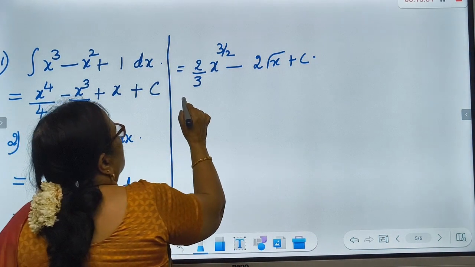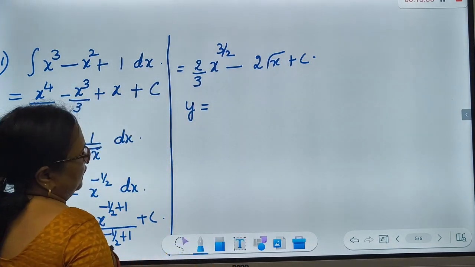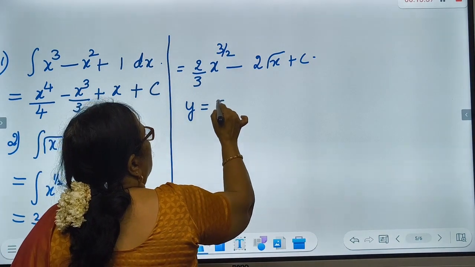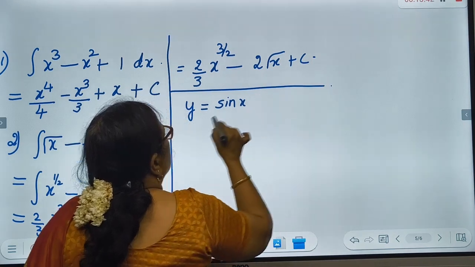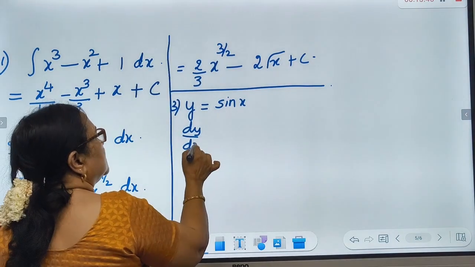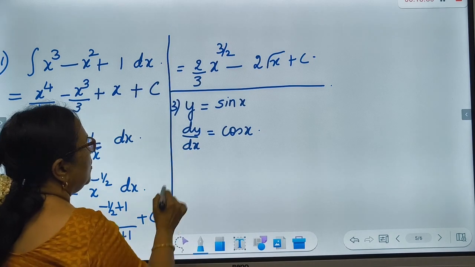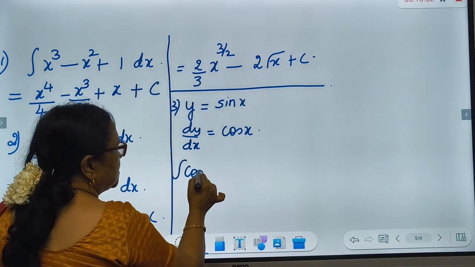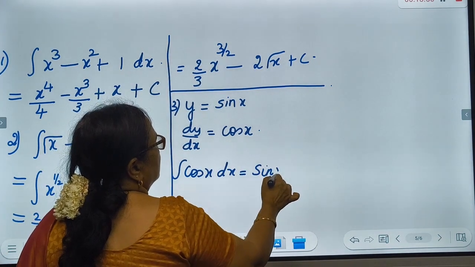Okay. So now let us look at some of the trigonometric functions. We know that if y is sin x, then dy by dx is cos x. So integral of cos x dx is sin x plus c.